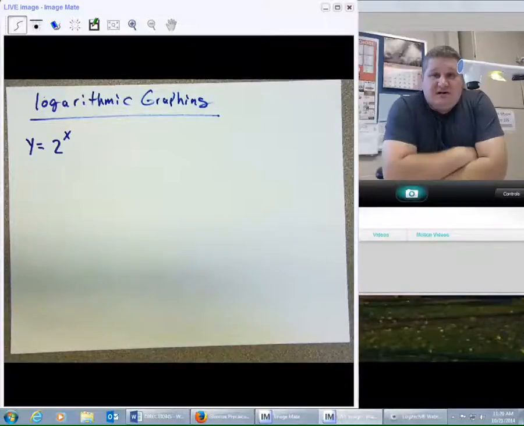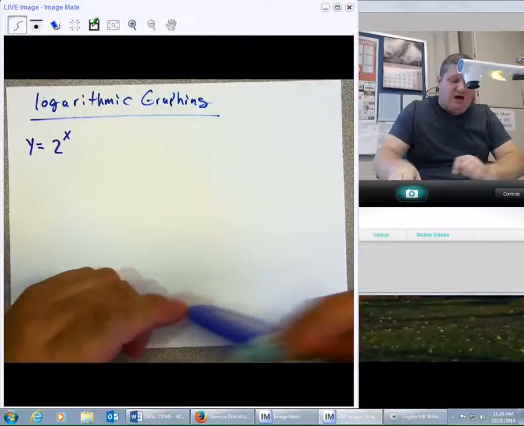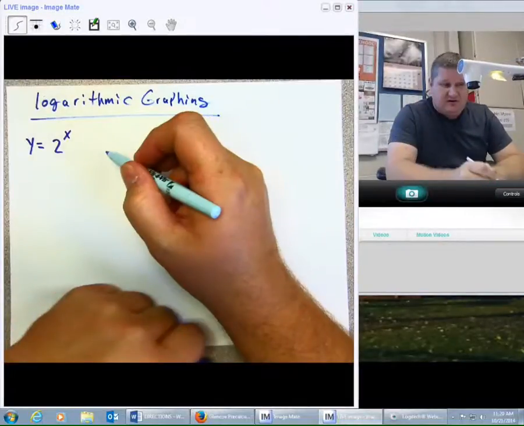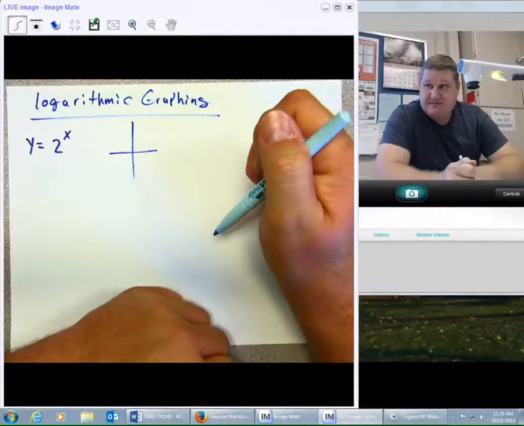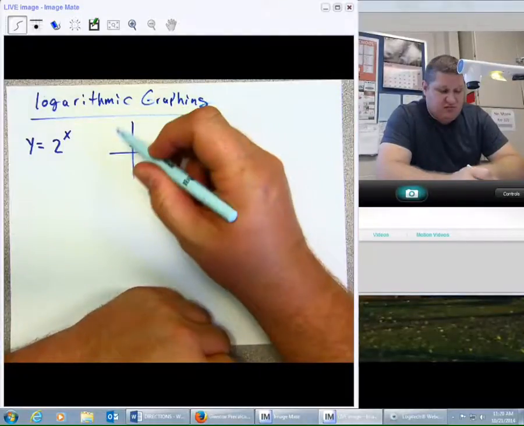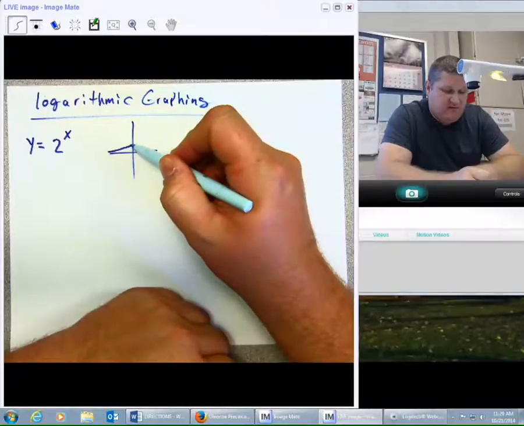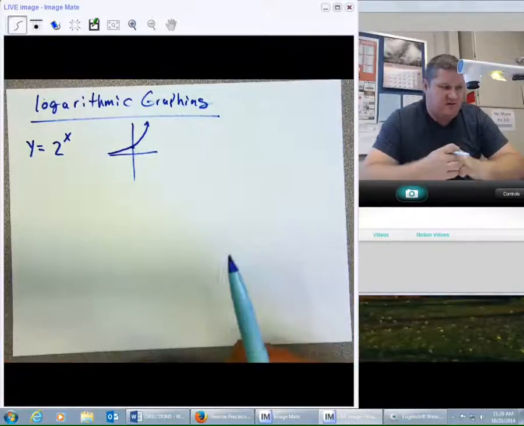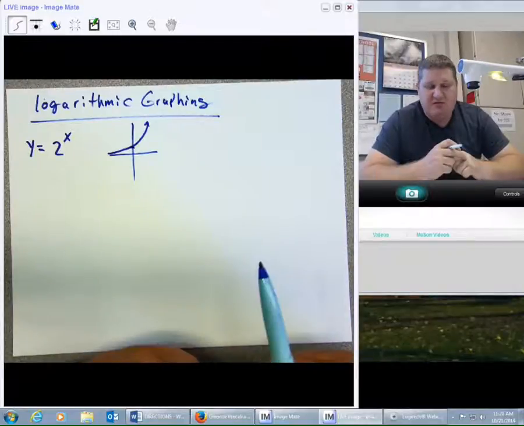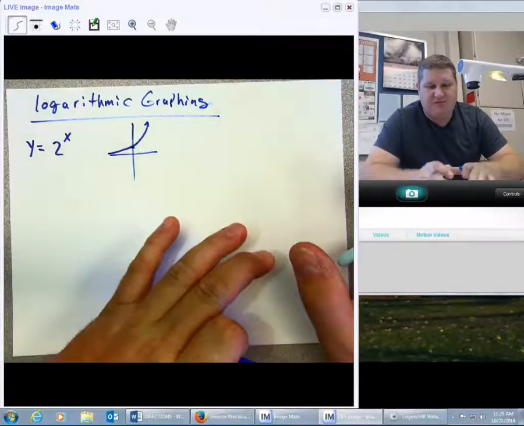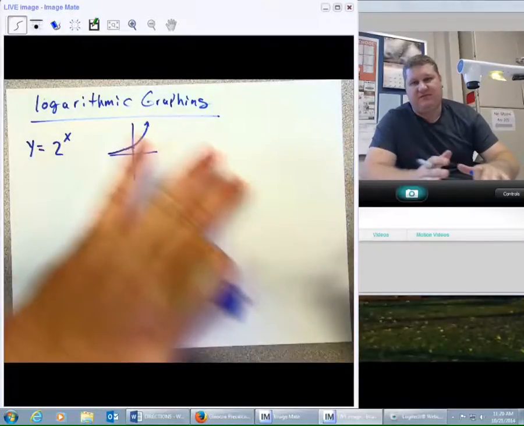Okay, ladies and gentlemen, along with logarithmic functions, we not only need to be able to deal with them algebraically, we need to be able to deal with them graphically. Now, as a real quick reminder, let's graph an exponential function, y equals 2^x. That means it's going to go through (0, 1), and it's going to be curving basically up like this. Now, the whole point of having logs is because we want to convert from exponential form to logarithmic form, and logarithmic form back to exponential form.